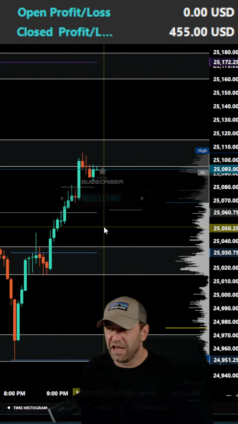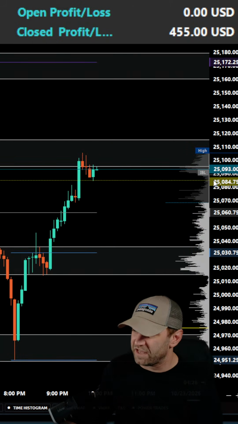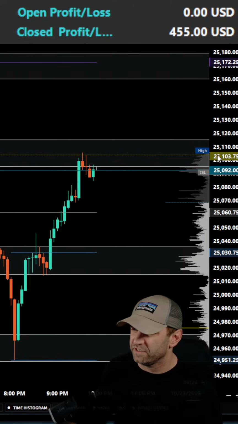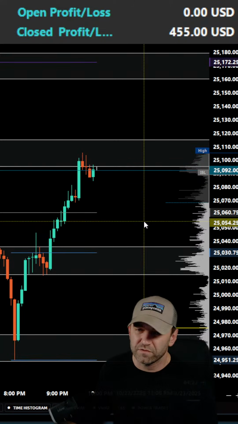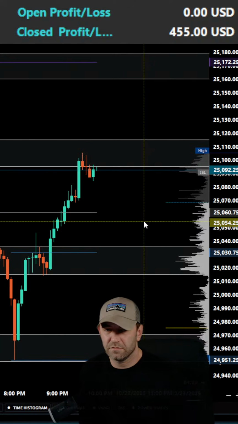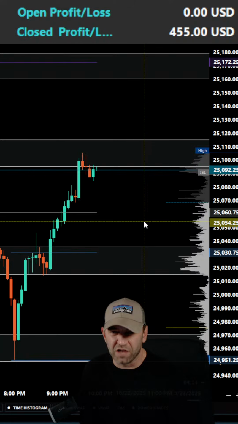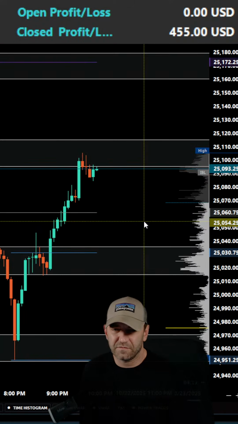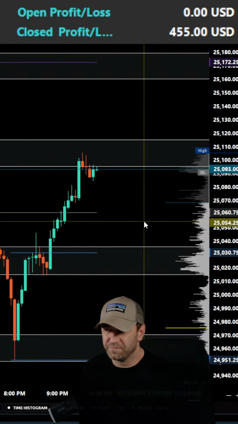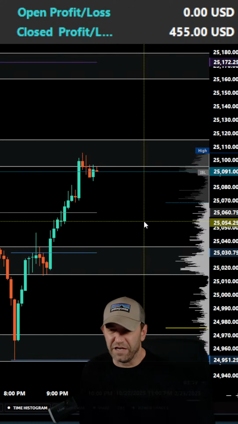If you get a 10-point move with one mini contract on the Nasdaq, in other words we go from 25,093 to 25,103, that's a $200 move. Vice versa, if you're on the wrong side of a 10-point move, you've lost $200. 150 points is $3,000 per mini contract, or $300 per micro contract.